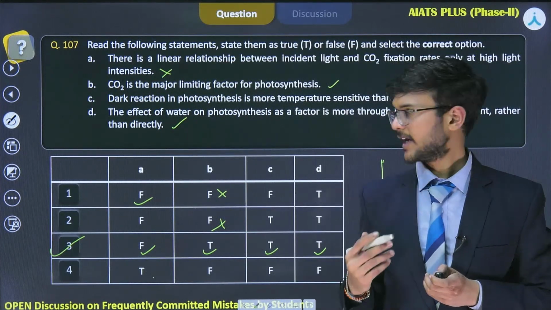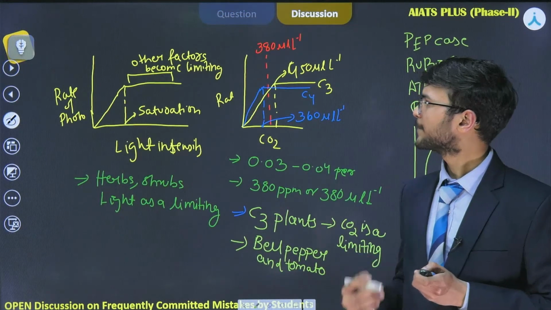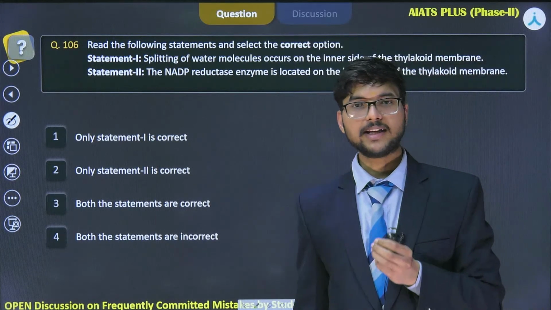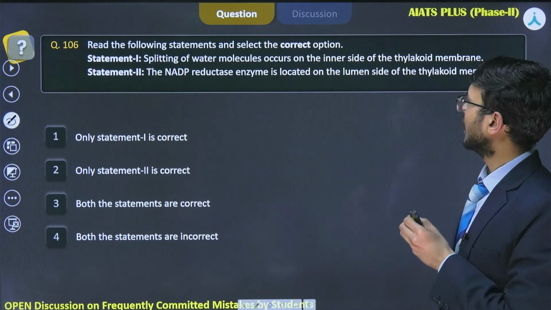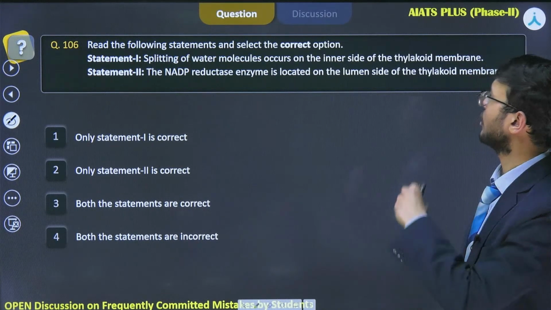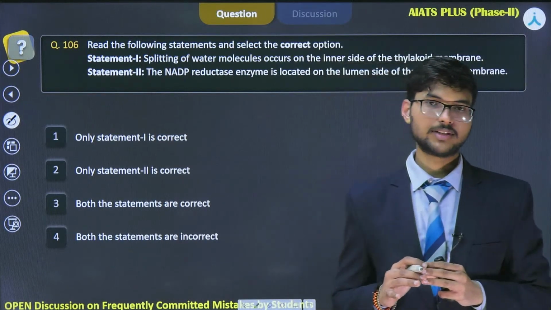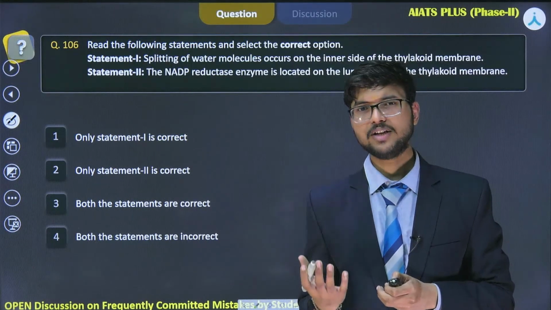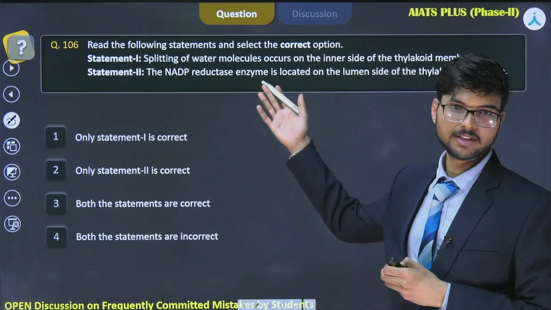So I hope this concept of factors of photosynthesis was clear to you, okay. Shall I move to the next slide or the next question? Okay, so let's see the next question. The next question is again from photosynthesis, and the concept asked here is: splitting of water molecule occurs on the inner side of the thylakoid membrane, and NADP reductase enzyme is located on the lumen side of the thylakoid. Okay, so this is basically about the chemiosmotic hypothesis in photosynthesis.